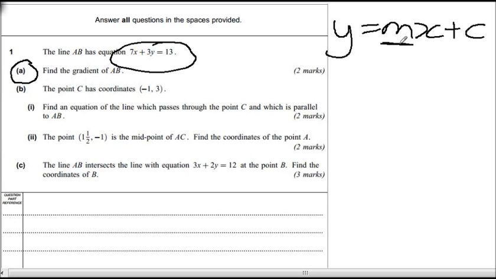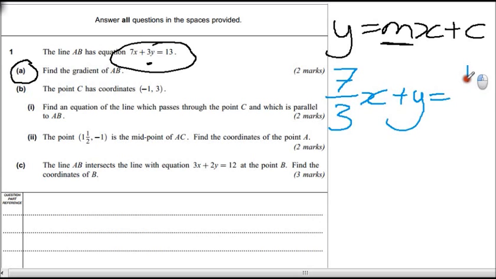You need to have obviously a 1 in front of the y rather than a 3, which is there at the moment. So you can start off by dividing everything by 3 in that to get 7 over 3x plus y equals 13 over 3.